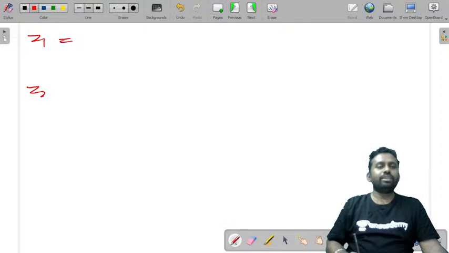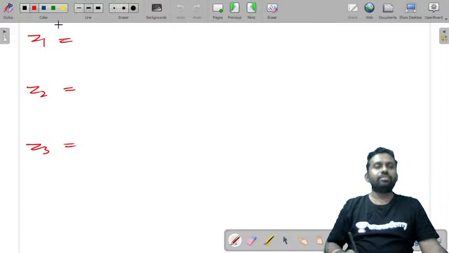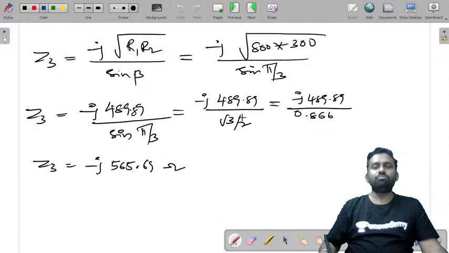What is the value of Z1, Z2 and Z3? Let's see what is the value of Z3. j 565.69, minus j 569.69. Is it minus? Yes, it is minus. Exactly.